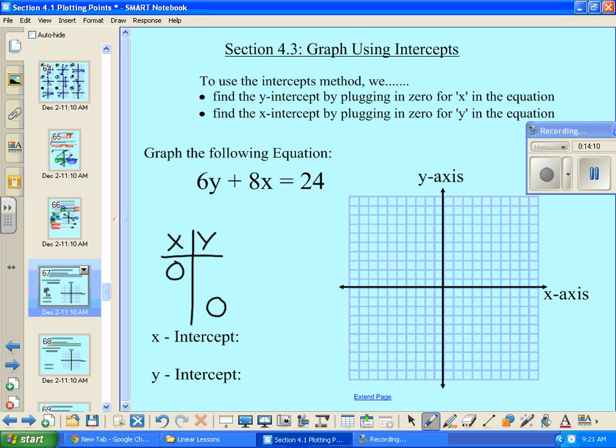When I put 0 in for y, it'll find my x-intercept, just like I talked about on the previous page. So here's what I'm going to do. I'm going to put 0 in for x. I'm going to plug that in and see what happens. Well, when I put 0 in, again, here's why it works out.